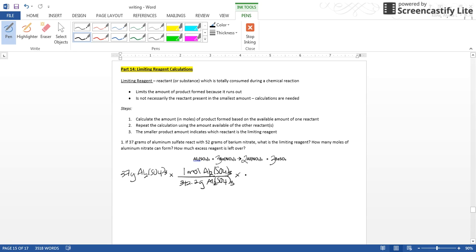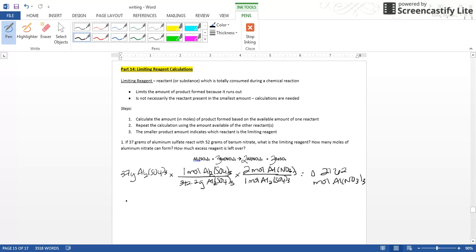Now we need to convert that into moles of product. We're just going to pick one of them. I'm going to pick the aluminum nitrate. It doesn't matter as long as you compare the same one. Up here, there's a 1 in front of aluminum sulfate, so 1 mole of aluminum sulfate goes here. Then I'm going to pick this one, so 2 moles of aluminum nitrate goes here. I'm left with moles of aluminum nitrate. When you multiply and divide that out, you're going to get 0.2162, and this is moles of aluminum nitrate.